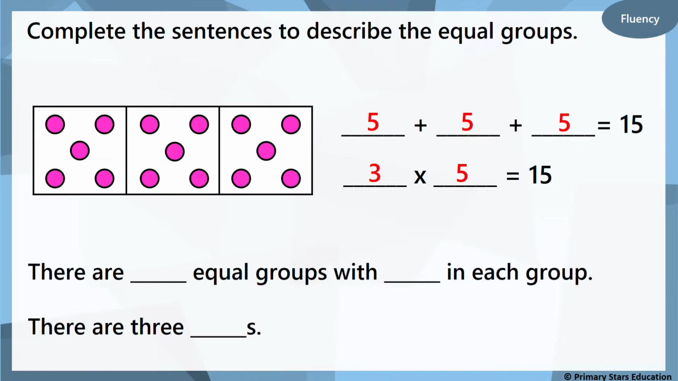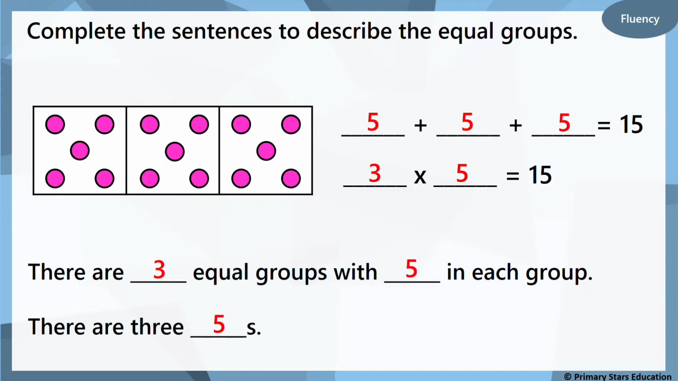Say it with me underneath. There are 3 equal groups with 5 in each group. There are 3 5s. See if you can practice some of those using the manipulatives or the resources that you have at home. It might be Lego, might be forks, pencils, could be anything really, couldn't it?